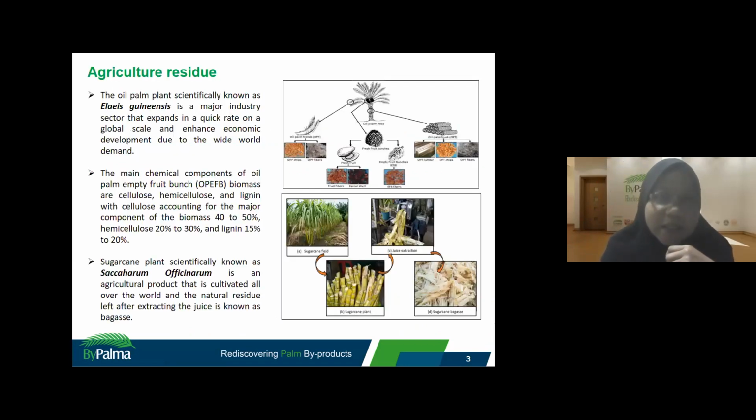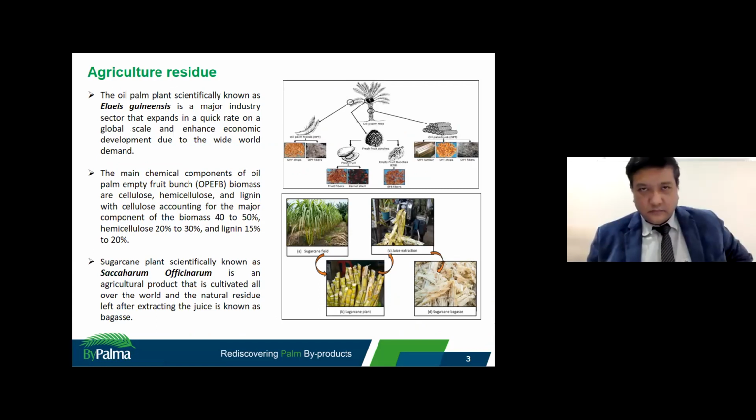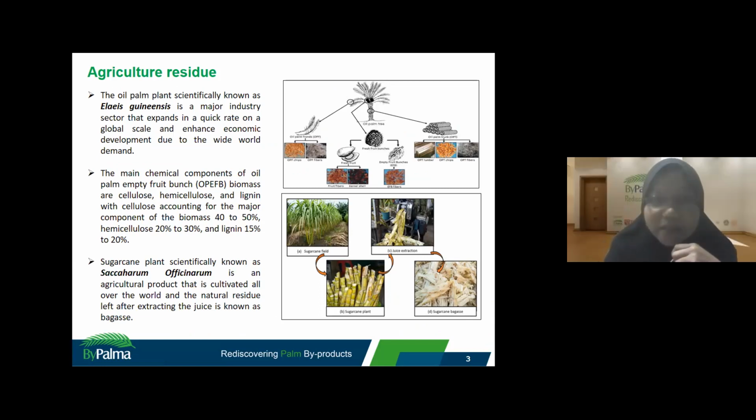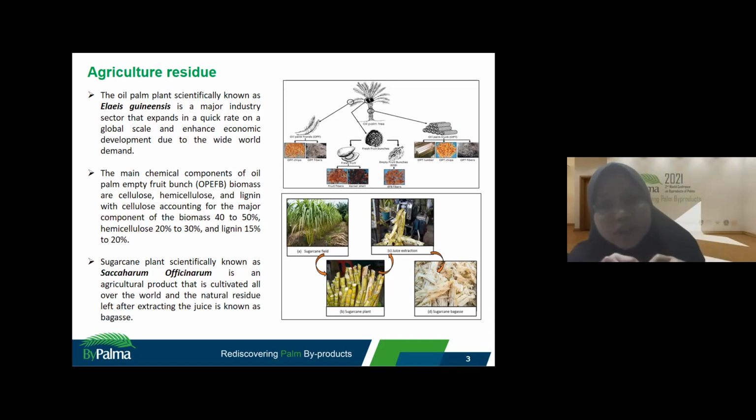Basically, as we know, this is agriculture residue, the oil palm, scientifically known as Elaeis guineensis. It is a major industry sector that expands at a quick rate on a global scale and has economic development due to the worldwide demand. The main chemical components of oil palm empty fruit bunch fiber are cellulose, hemicellulose, and lignin: cellulose, the major component of the biomass, 40 to 50%, hemicellulose 20% to 30%, and lignin 10% to 20%. Basically, I think everyone knows about this one.